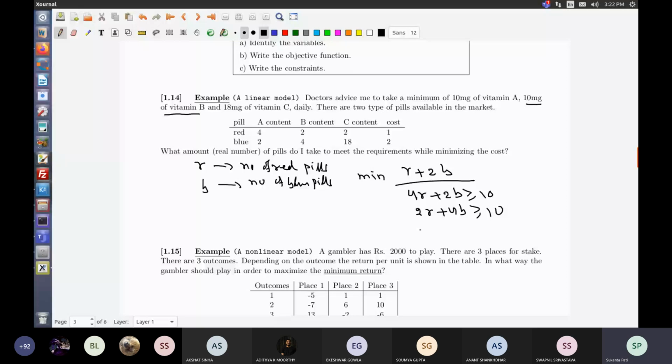And then what are the numbers? Okay, R and B, they are greater than or equal to 0. So this is the mathematical formulation that you will get.